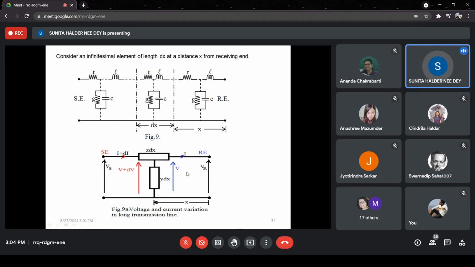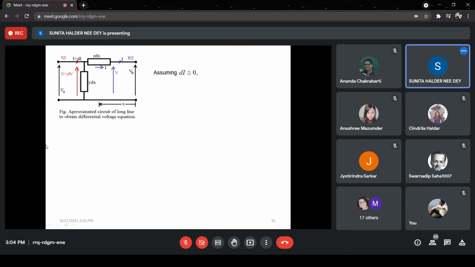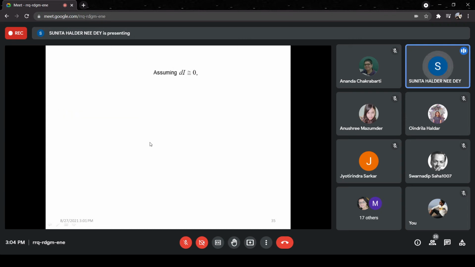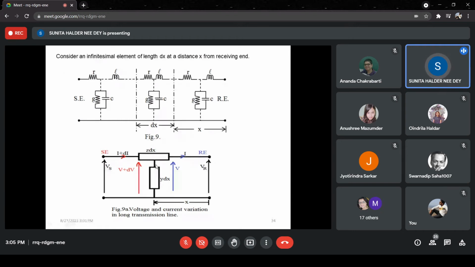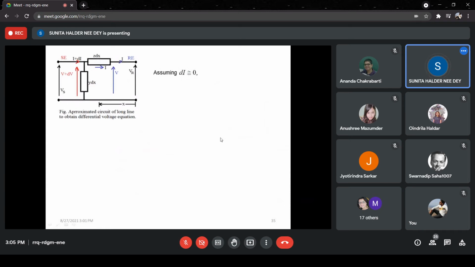Here we assume that the current change is 0 because the length is very small and tending to 0. If it reaches 0, then dI will be 0 because then it will be one point. If dI equals 0, it means the shunt branch is not there, and that means this branch has been shifted toward the left-hand side, because only then can dI be 0. That's why we can modify the model as shown in the next slide, right?